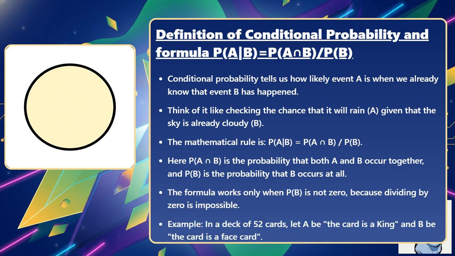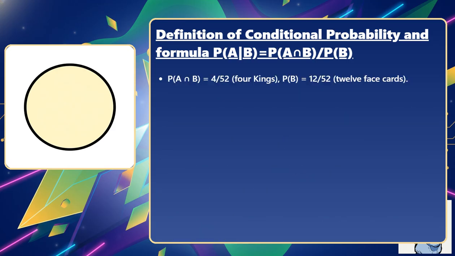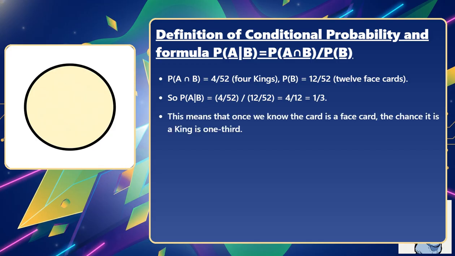Example: in a deck of 52 cards, let A be the card is a king and B be the card is a face card. P(A intersect B) equals 4 over 52, 4 kings. P(B) equals 12 over 52, 12 face cards. So P(A given B) equals 4 over 52 divided by 12 over 52 equals 4/12, which is 1/3. This means that once we know the card is a face card, the chance it is a king is 1/3.